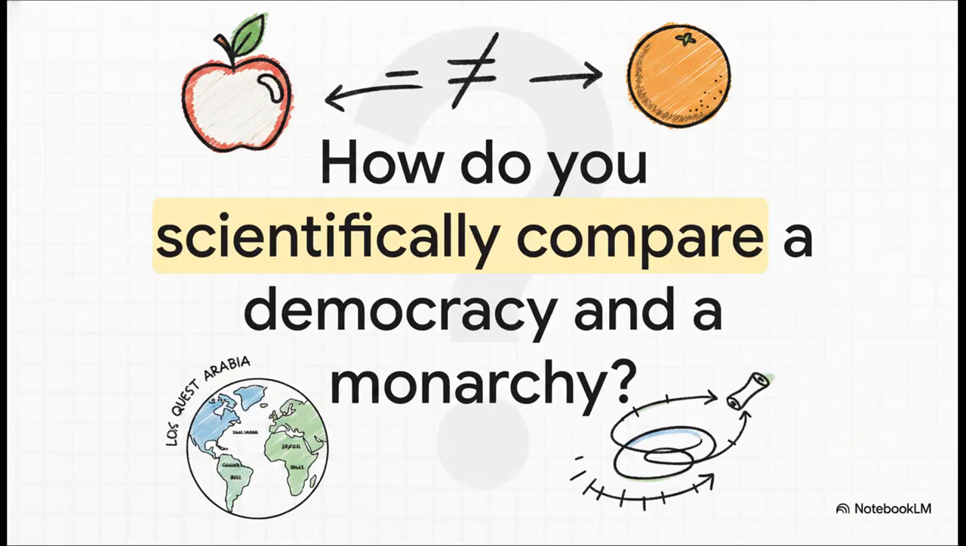I mean, think about it. Is it even possible to objectively stack up the political system of, say, the United States against Saudi Arabia or Japan against Brazil? It kind of feels like comparing apples and oranges, right? But the attempt to do just that, to find some kind of common yardstick for these vastly different systems, well, that's a quest that started more than 2,000 years ago.